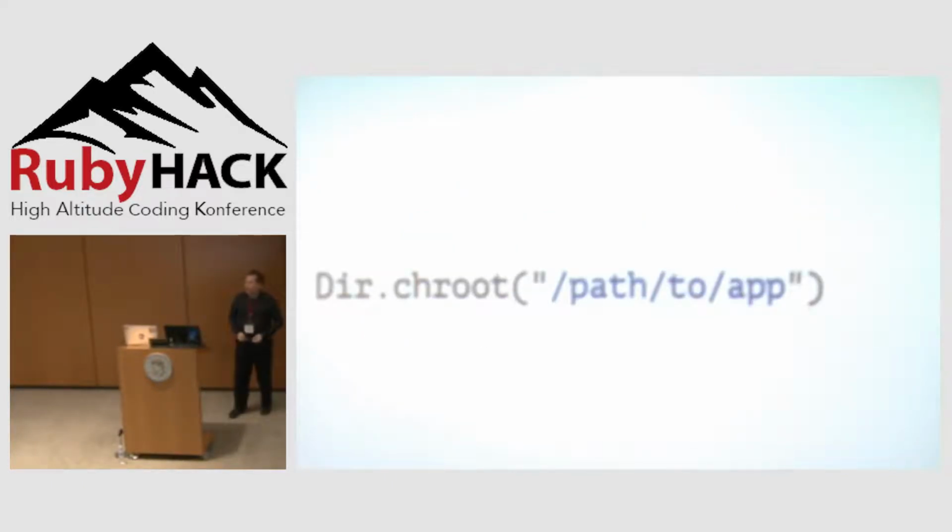So when you run chroot, you pass it a directory that is under the current root directory. And that directory now becomes the root directory from the perspective of the process.